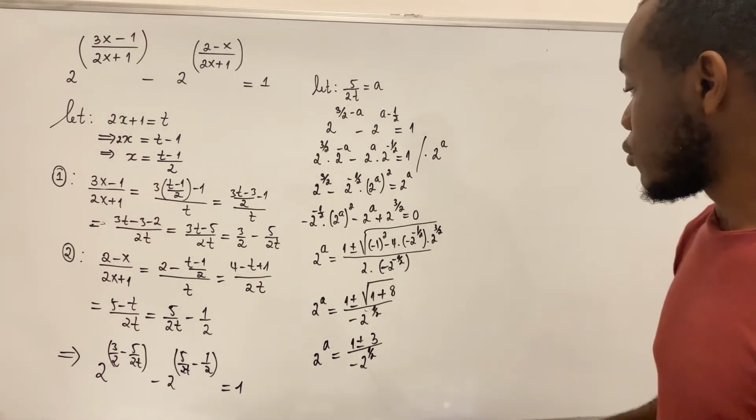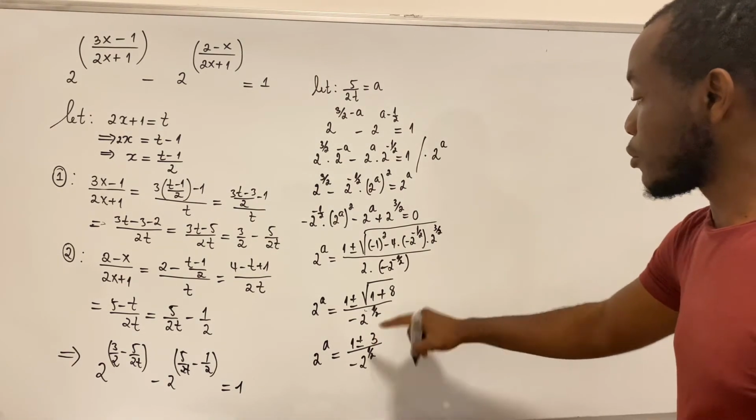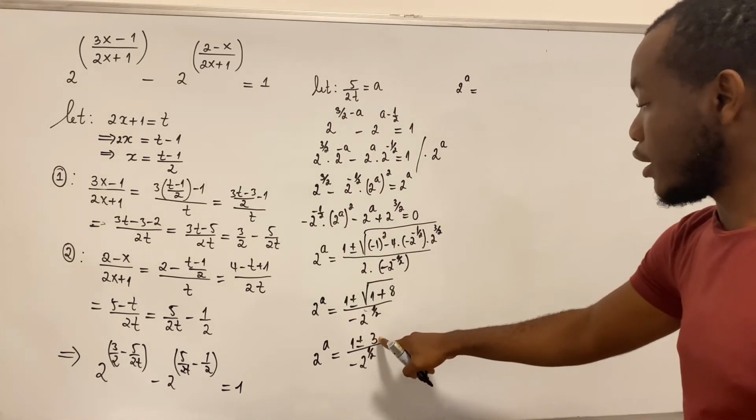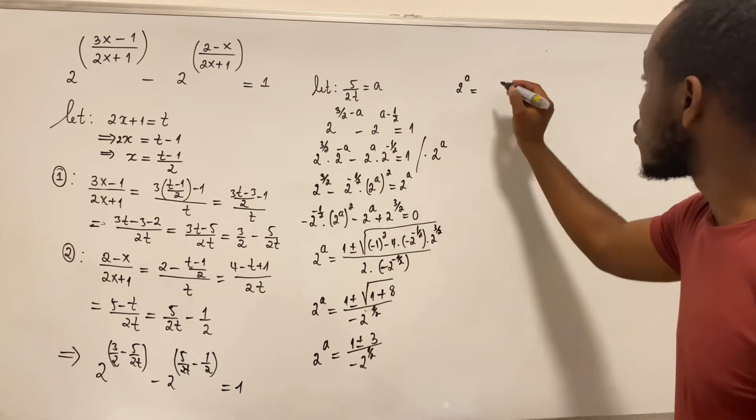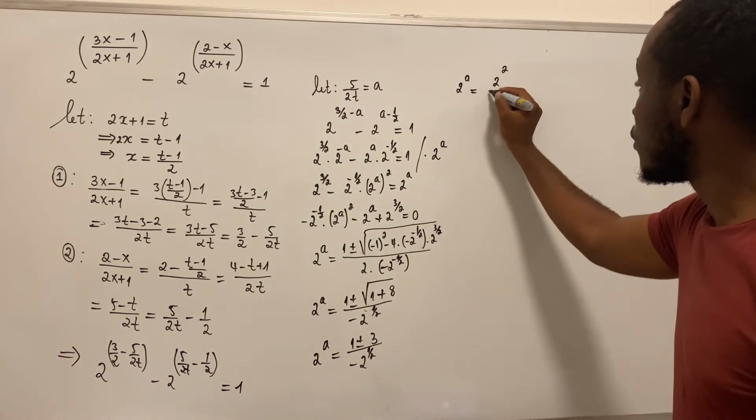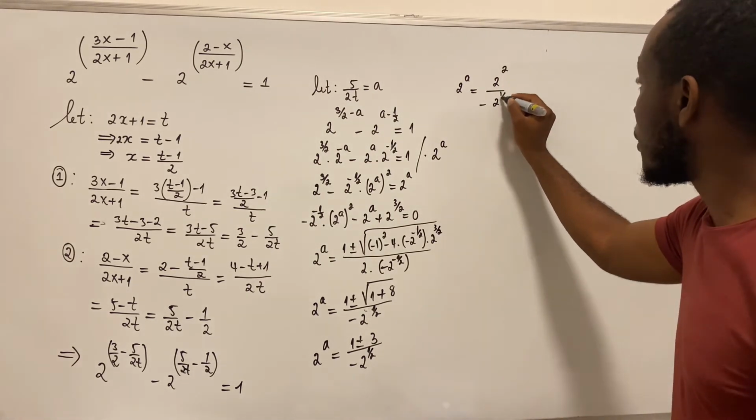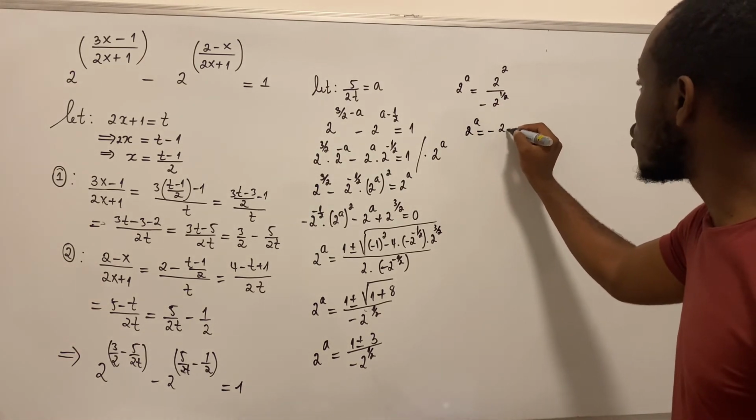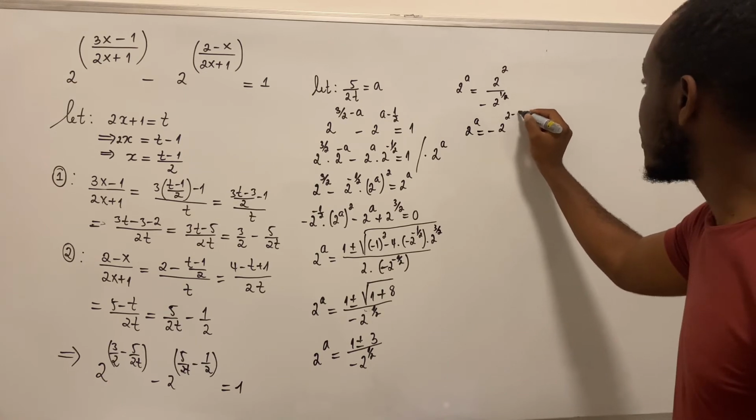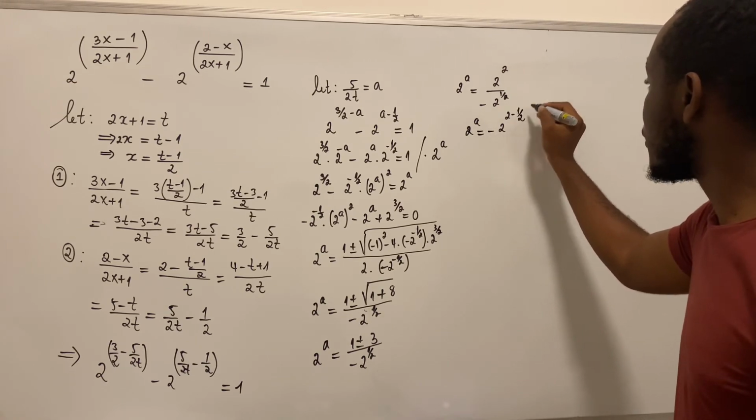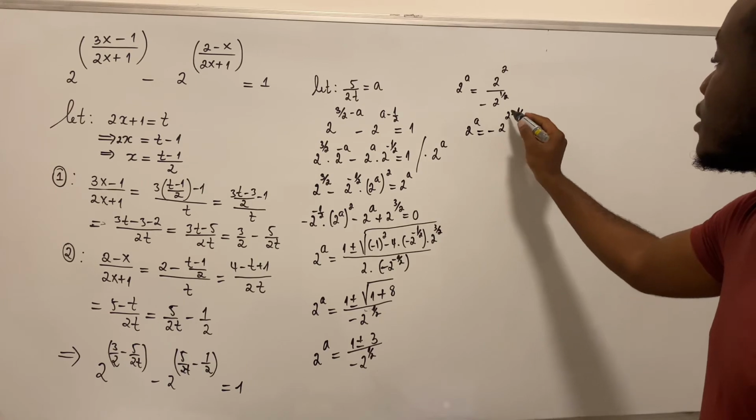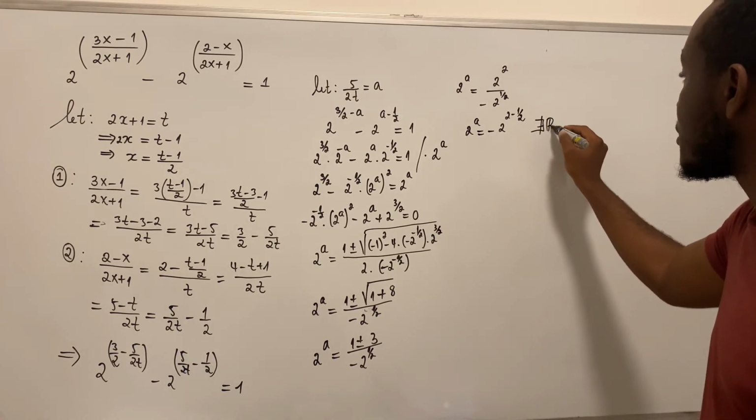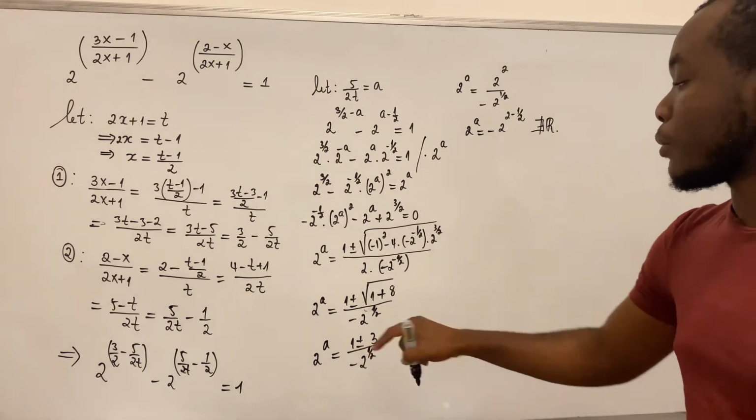All right, so we can start first with the positive. So 2^a can be equal to 1 plus 3, which is actually 4. So we have 2 squared over minus 2 to the power 1/2. So 2^a will be minus 2 to the power 1/2. Because my base is negative, we won't have any solution in real numbers. All right. So let's work with the negative.